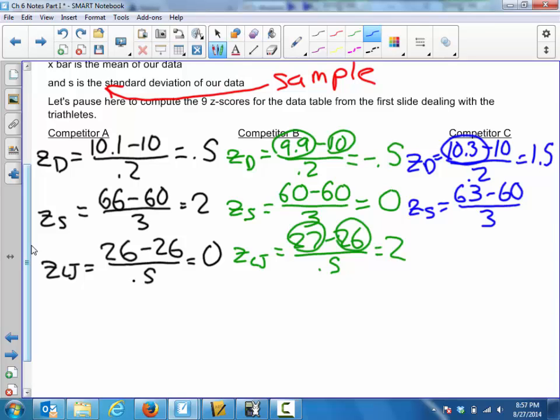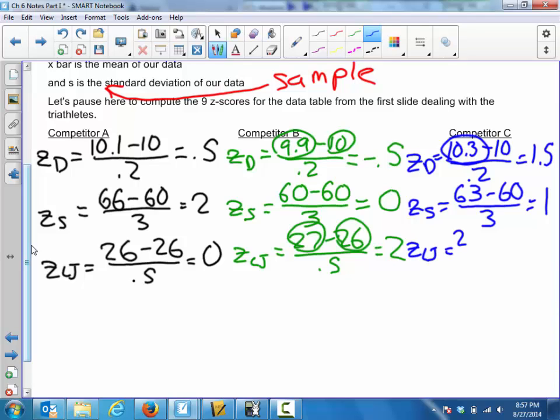On to the shot put next. We've got 63 minus 60 over 3. That's their shot put distance minus the mean of 60 over the sample standard deviation of 3. That comes out to be 1. So they were 1 standard deviation beyond the pack in terms of shot put distance. That's positive that time because you want to throw further.